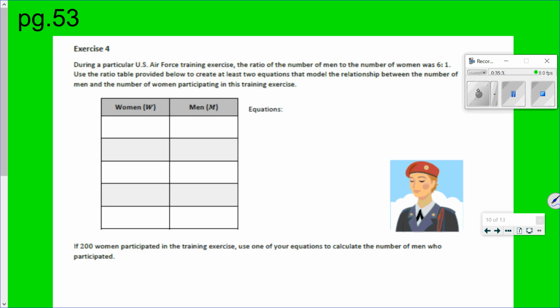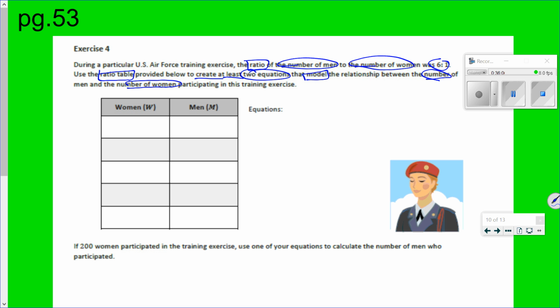Okay, we ran out of time with B1, but we're going to go ahead and finish off this problem. This is on page 53, exercise 4. So it's going to give us a chance to actually work through building a table and an equation. So during a particular U.S. Air Force training exercise, the ratio of the number of men to the number of women was 6-1. Use the ratio table provided below to create at least 2 equations that model the relationship between the number of men and the number of women participating in the training exercise.